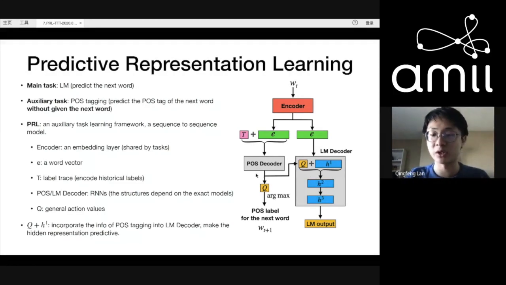And after the POS decoder produces the action value Q, we pass it to the language model decoder, and then we concatenate Q with H1. We do this because we want to incorporate the information of POS tagging into the language model decoder and make the hidden representation more predictive. And finally, the language model decoder will produce the language model output.